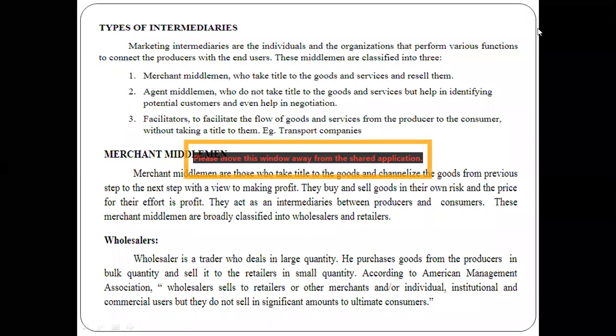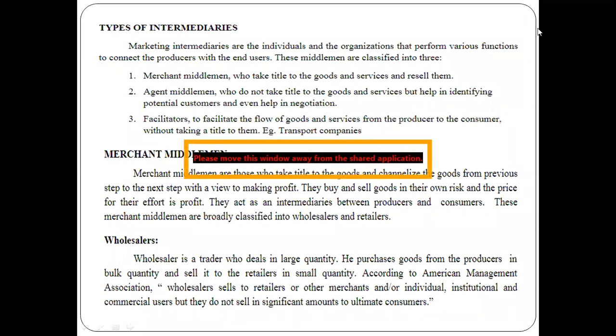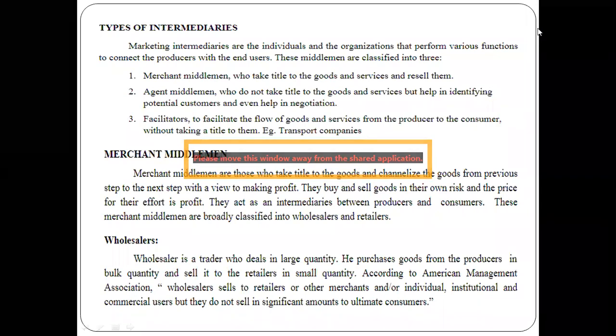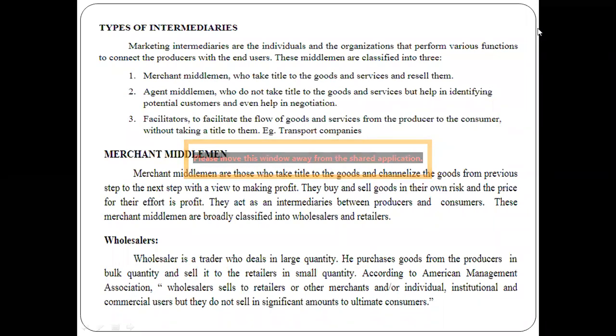The first is merchant, middlemen who take title to the goods and services and resell them. The second is agent, middlemen who do not take the title of the goods and services but help in identifying potential customers and help them in negotiation. Then the third is facilitators, which facilitate the flow of goods and services from the producers to the consumers without taking title of them.